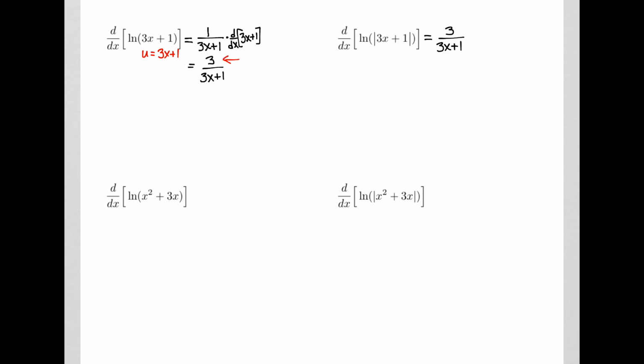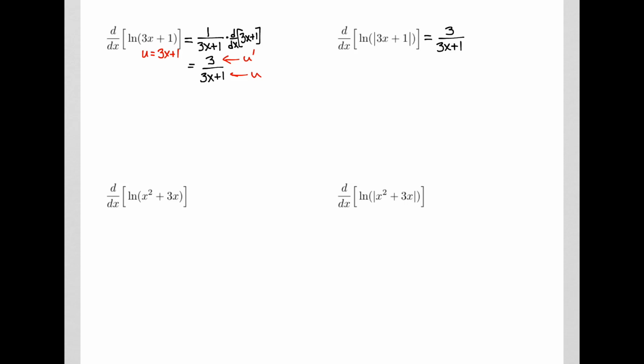Notice on the top, this is u prime. On the bottom is u. This is why I like the way of thinking about it: it's always going to be u prime over u. And the same derivative on the second problem. The difference between these two is the domain.